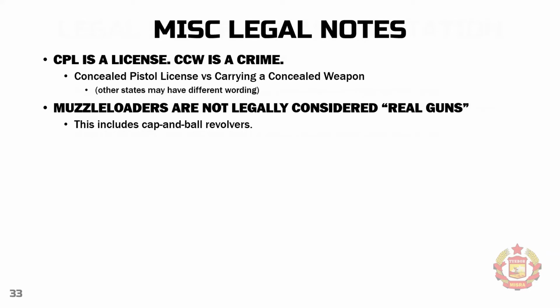So we have a couple miscellaneous legal notes. CPL, like I just mentioned, is the license, concealed pistol license. A CCW is a crime, carrying a concealed weapon. So there's a difference there. Some states do say that, oh, we have a CCW license, carrying a concealed weapon license. It varies by state, and the requirements vary by state as well.